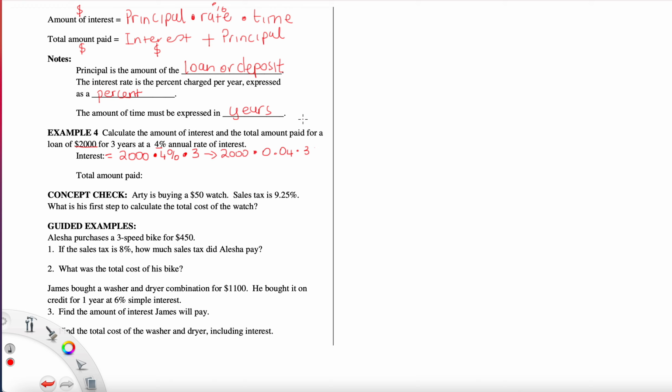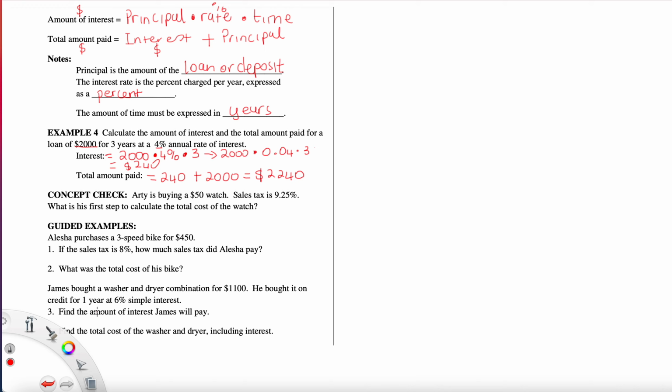And I would go ahead and work that out on your calculator. And you will get $240. So your interest is $240 for a loan that's $2,000. So how much are you going to pay for the loan? You are going to pay your interest, which is $240, plus the amount of the loan. And this is going to be $2,240.